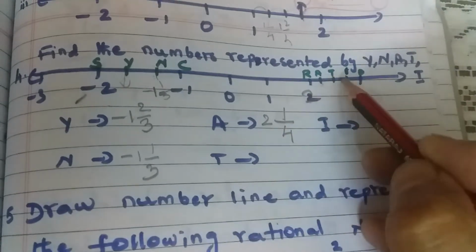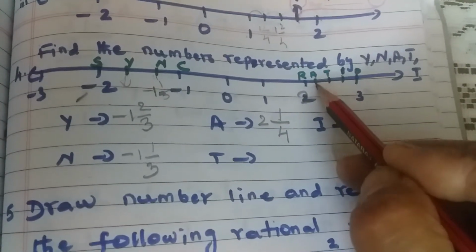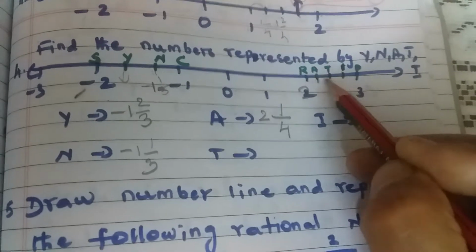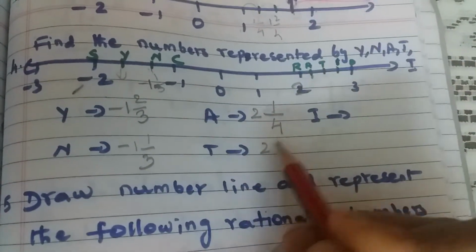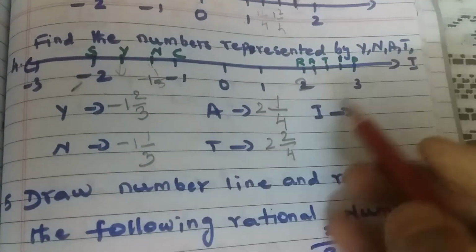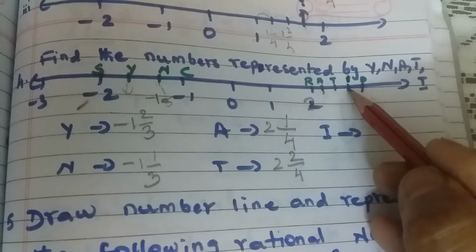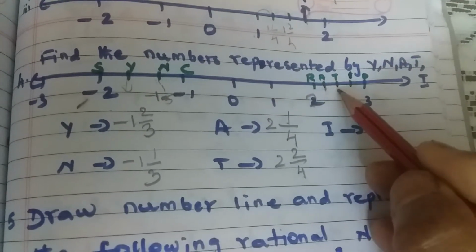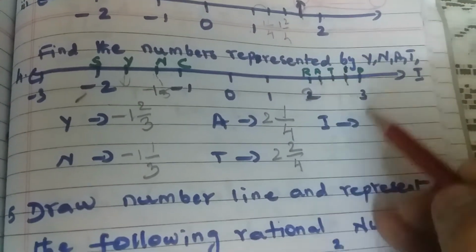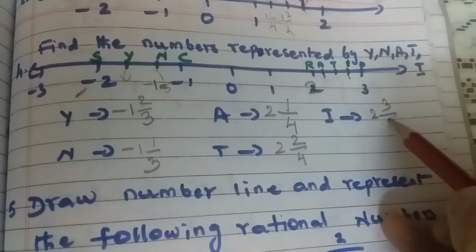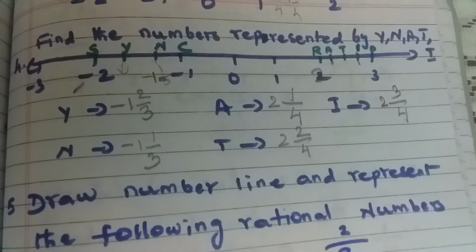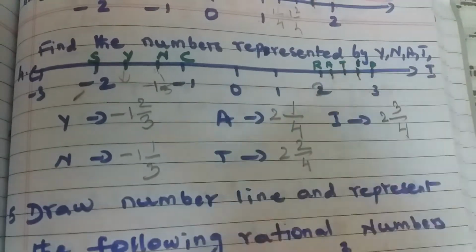Next is the letter T. Where is T? If this is 2 1 by 4, the next number is 2 2 by 4. So T is 2 2 by 4. And next is I here. After 2 1 by 4 and 2 2 by 4, I is 2 3 by 4. These are the rational numbers represented by these letters.